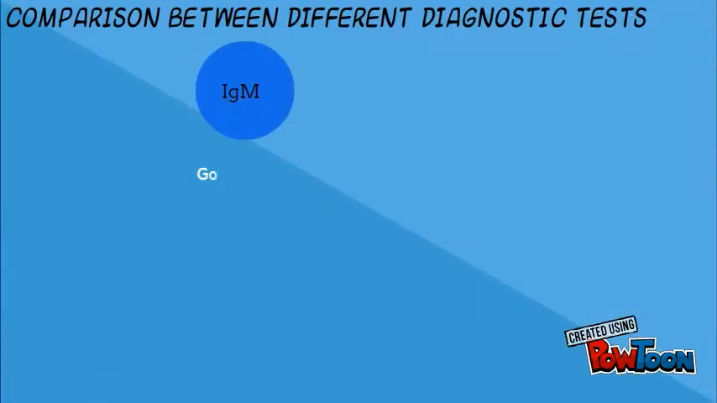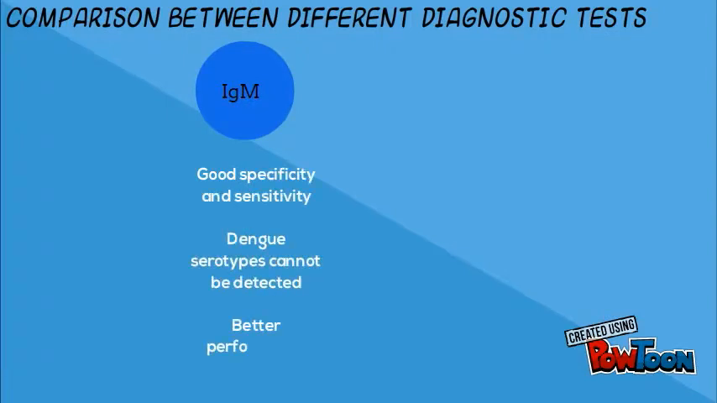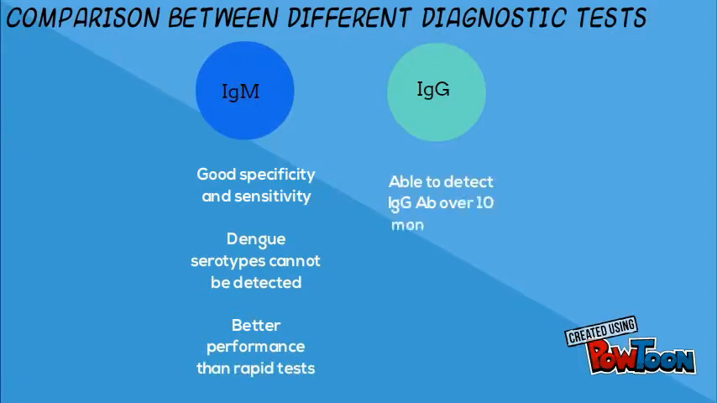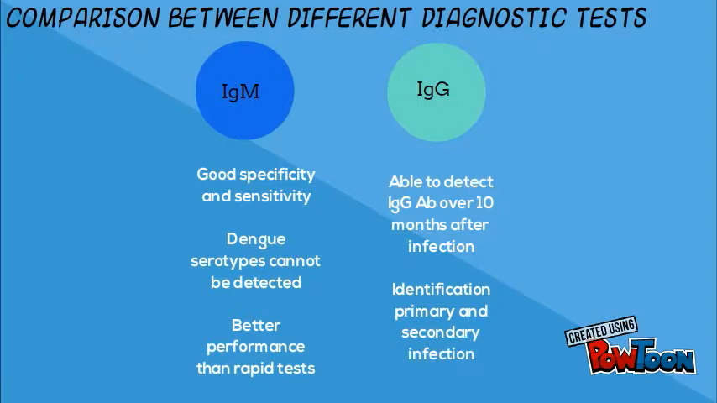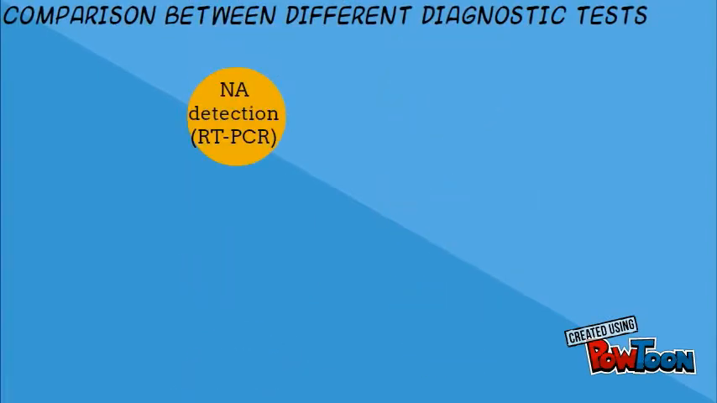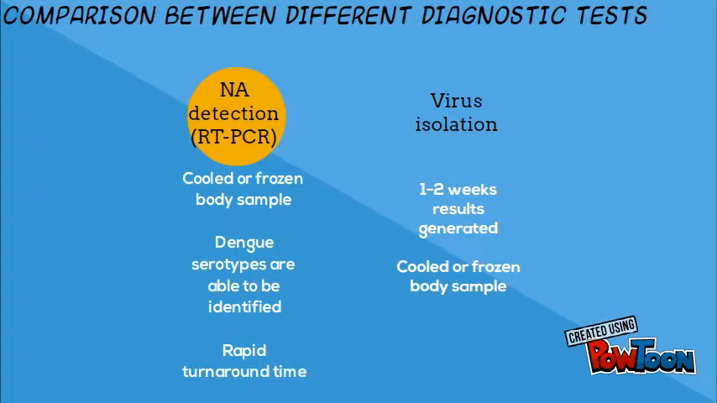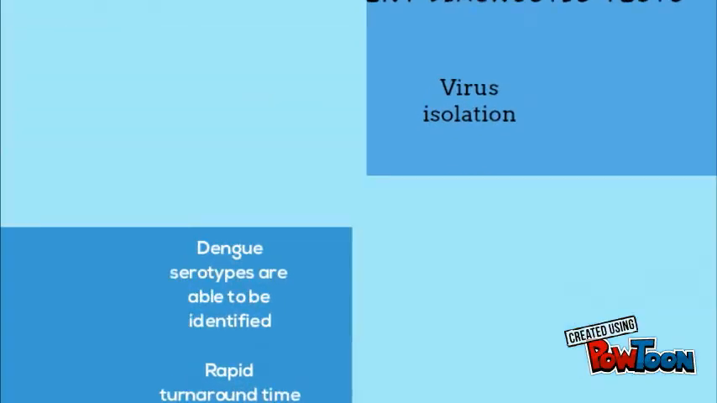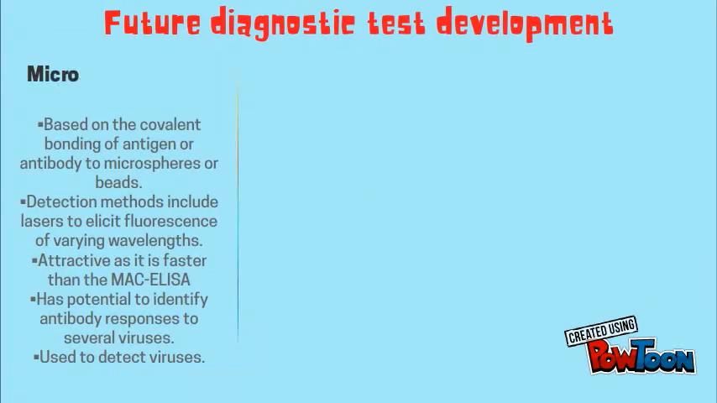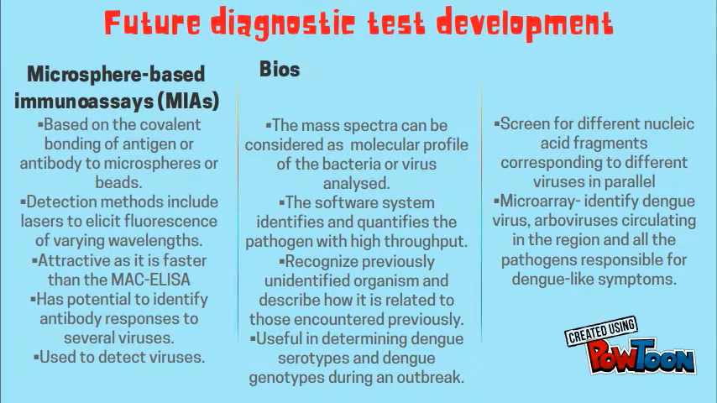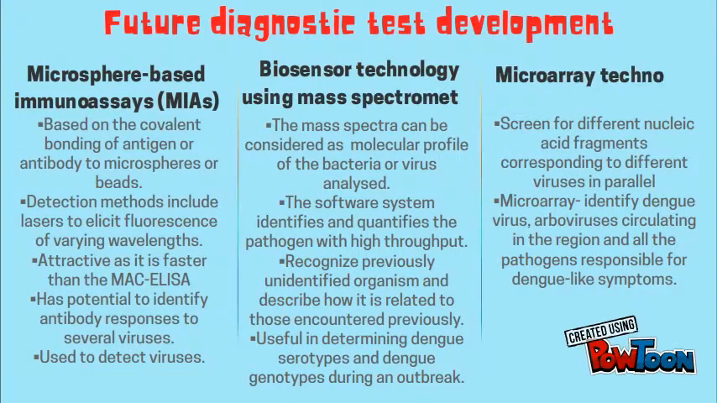First of all, IgM has good specificity and sensitivity, but dengue serotypes cannot be detected. IgG is able to detect IgG antibodies over 10 months after infection and also identify primary and secondary infections. Besides, nucleic acid detection by RT-PCR can also be done using whole blood or frozen blood samples, where dengue serotypes are able to be identified, and virus isolation needs about 1 to 2 weeks to generate results. For future diagnosis test development, we can use microsphere-based immunoassay, biosensor using mass spectrometry, and microarray.